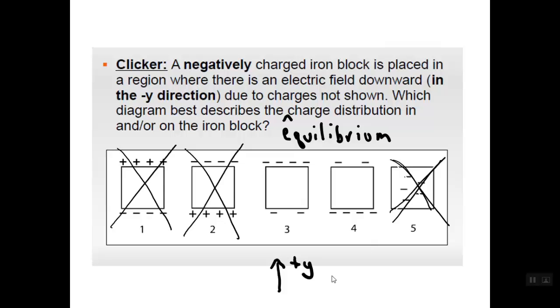Let's do notice here that if the block was neutral, then choice 2 would show the polarization that would be correct with an external electric field that points in the minus y direction. But the block we have is not neutral, but negatively charged. Both choices 3 and 4 depict that situation. However, in the presence of an external electric field pointing in the minus y direction, more of the negative excess surface charge would pile up on the top of the block than on the bottom, because that polarization of the block would enable the net electric field to be 0 inside the block in equilibrium. So the correct answer here is choice number 3.